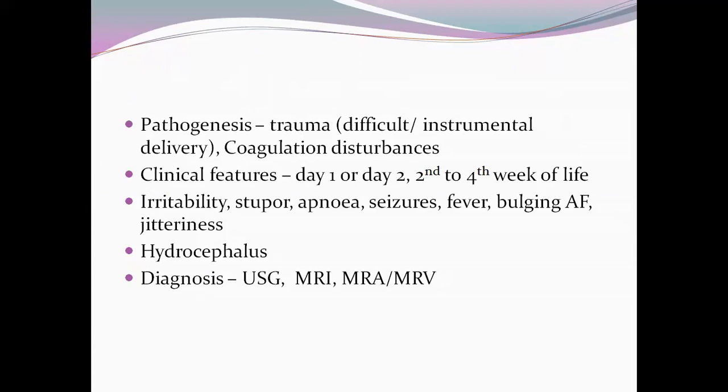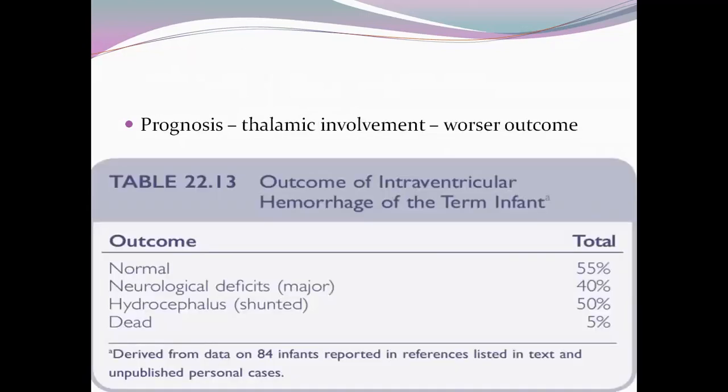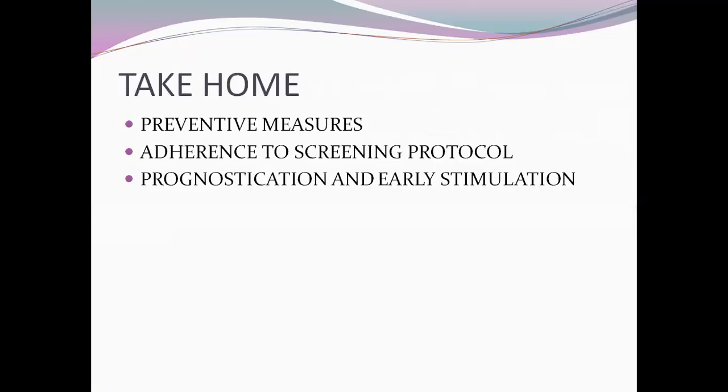Clinical features are almost the same, with irritability, stupor, apnea, seizures, fever, bulging AF, and jitteriness, ending up in hydrocephalus later. For diagnosis, apart from ultrasound, MRI and MRV can be helpful because it is primarily vascular radiology. And for prognosis, if it is involving the thalamus, it has been observed with a worse outcome. As expected, neurological deficits, hydrocephalus, and death have been observed.